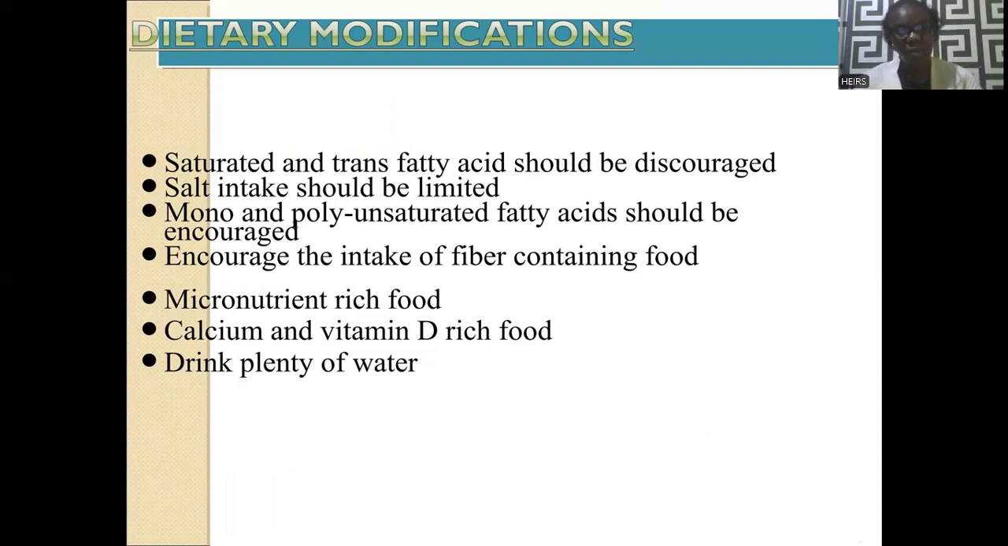So some dietary modification is also important as a prevention for elderly people developing diseases as they age. Saturated and trans fatty acids should be discouraged. Salt intake should be limited. Mono and polyunsaturated fatty acids should be encouraged. Those are the good fats, unlike the LDL fats. Then they should also be encouraged to take a lot of fiber-containing foods that are also rich in micronutrients. Calcium and vitamin D rich food should be encouraged. Then, of course, the elderly person should drink a lot of water.